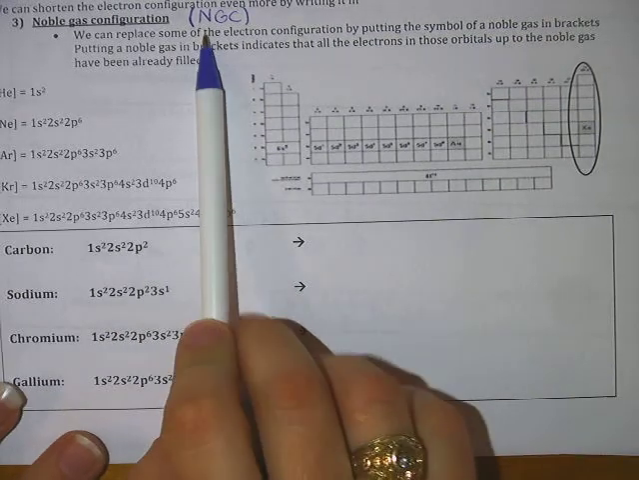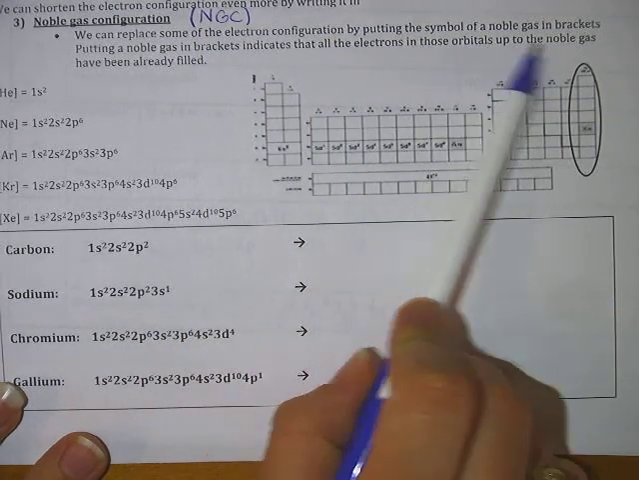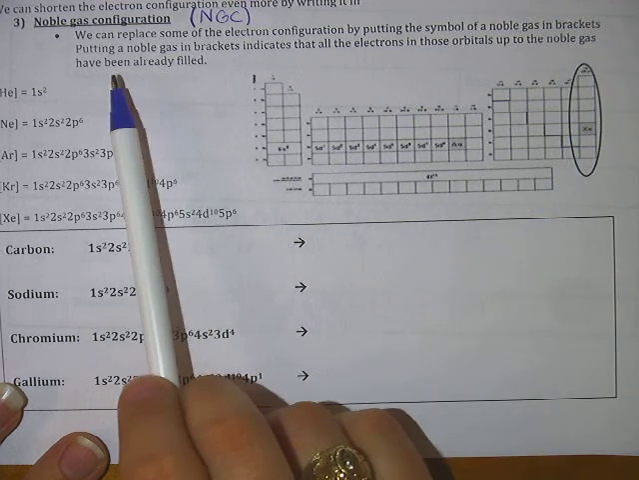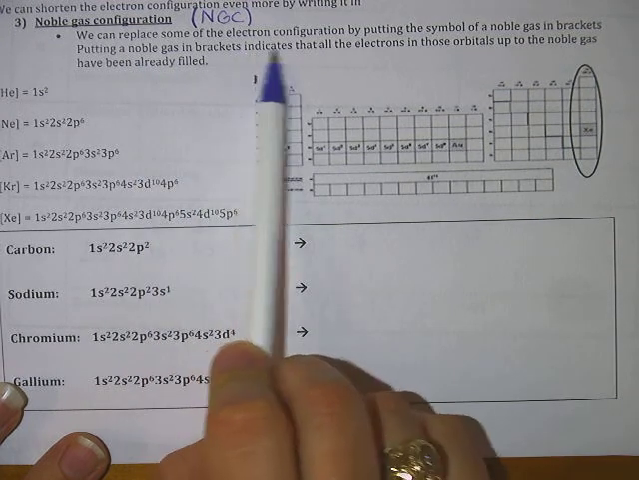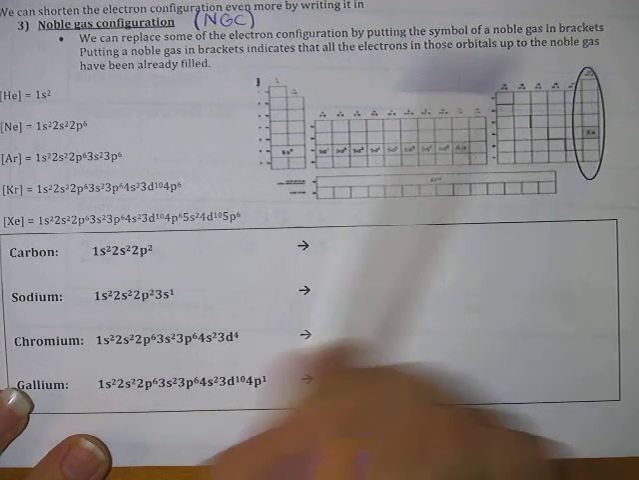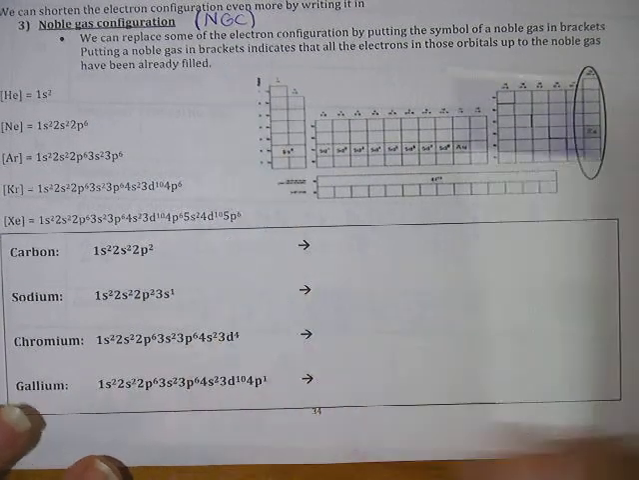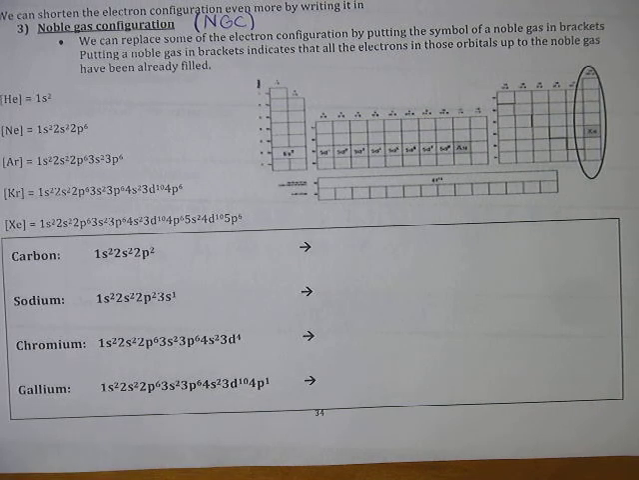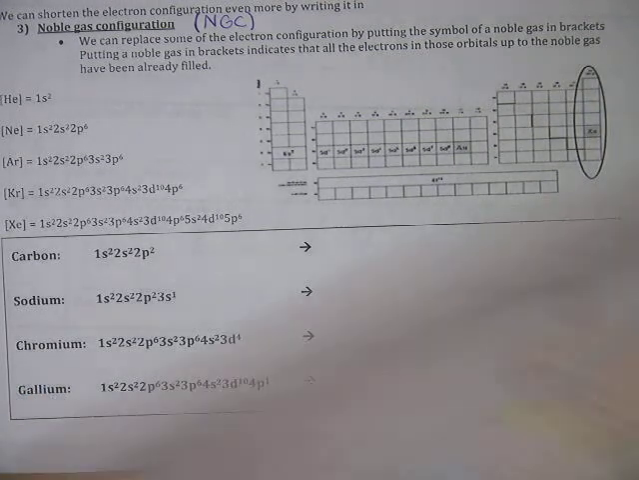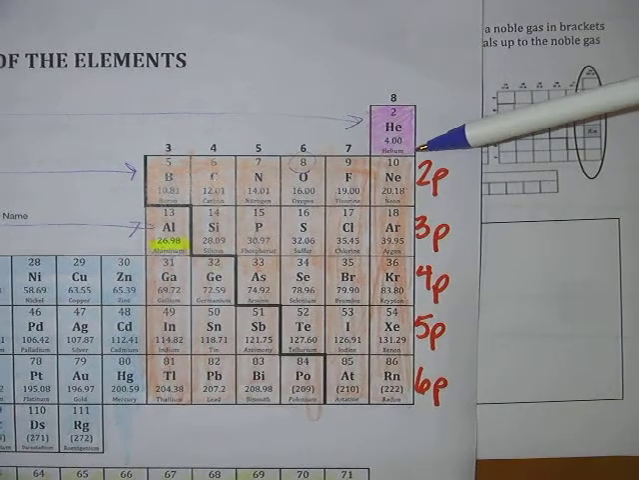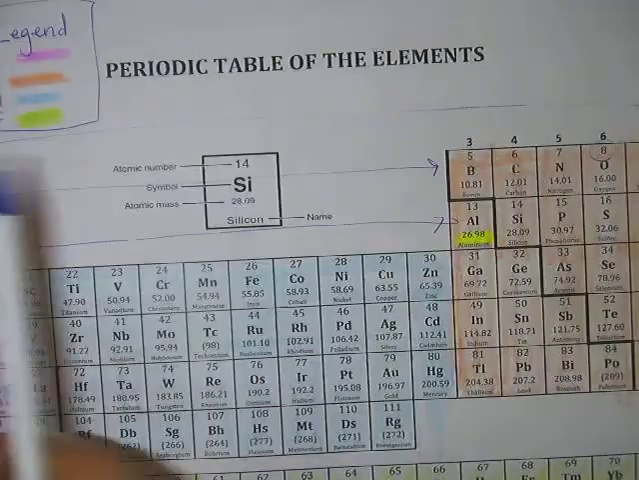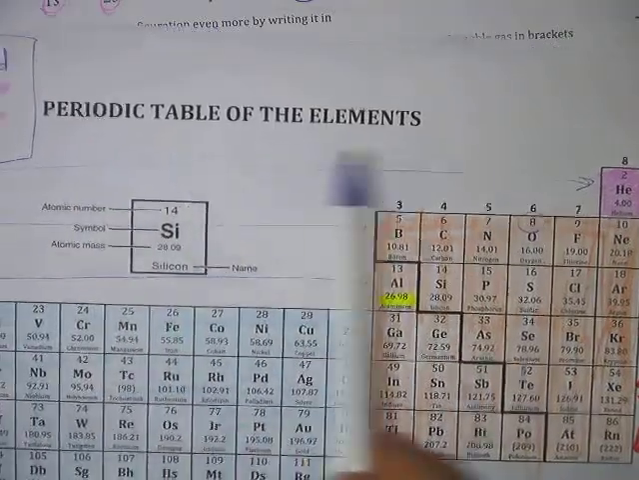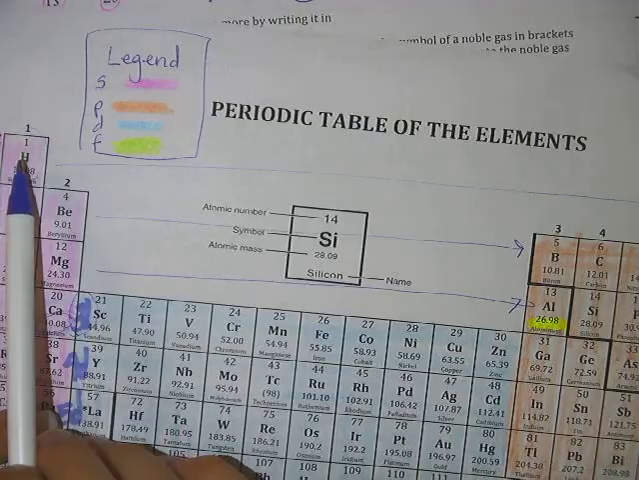Basically what we do is we replace some of the electron configuration by putting the symbol of a noble gas in brackets. And when we put that noble gas in brackets, that indicates all the electrons in those orbitals up to the noble gas have already been filled. So it helps if you know the noble gases are this column, the very last column on the periodic table. And if you look at the periodic table at all your noble gases, helium has 2 electrons, so its electron configuration would be 1s because it's in the 1s section, 2 because there's 2 electrons there.